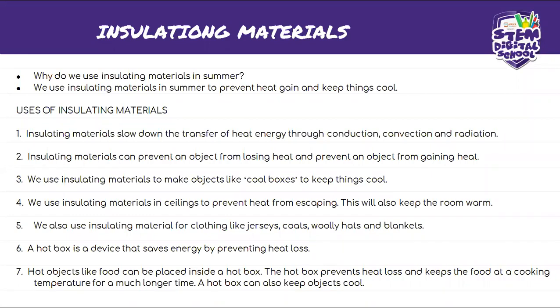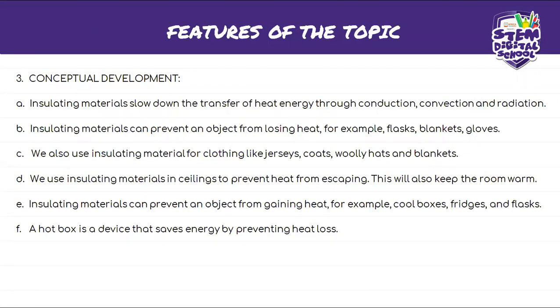We also said that a hot box is a device that saves energy by preventing heat loss. We also said that hot objects like food can be placed in a hot box. The hot box prevents heat loss and keeps the food at a cooking temperature for a much longer time. A hot box can also keep objects cool. All right. We also said that insulating materials slow down the transfer of heat energy through conduction, convection, and radiation. So that is very important.